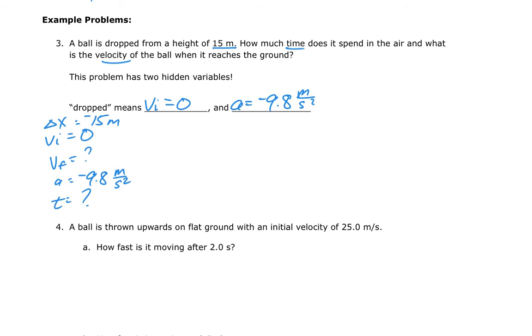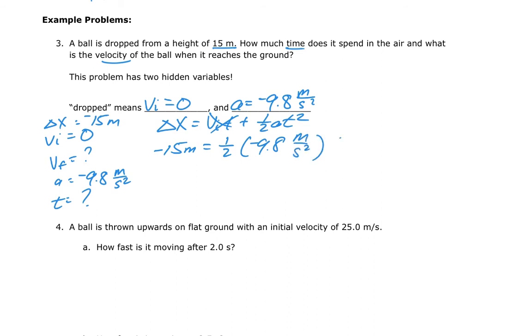So I'm going to start with my position equation. Maybe I get someplace and maybe I don't. It's okay if I don't. I know I just pick another equation. There's my position equation, so I'm going to plug in what I know. Negative 15 meters is equal to, well, V initial is just 0, so this whole term goes away. So negative 15 meters is equal to 1/2 times negative 9.8 meters per second squared times time squared.